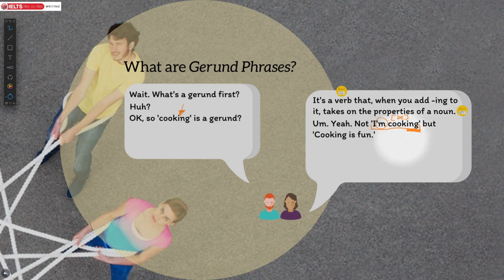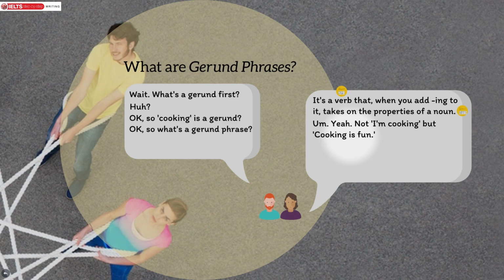Okay, but cooking is fun. Yes, this is a gerund because cooking is functioning as something called the subject. And over here is a verb, and I'll explain later why a gerund most of the time functions as the subject of a sentence. All right, let's clear that and let's carry on.